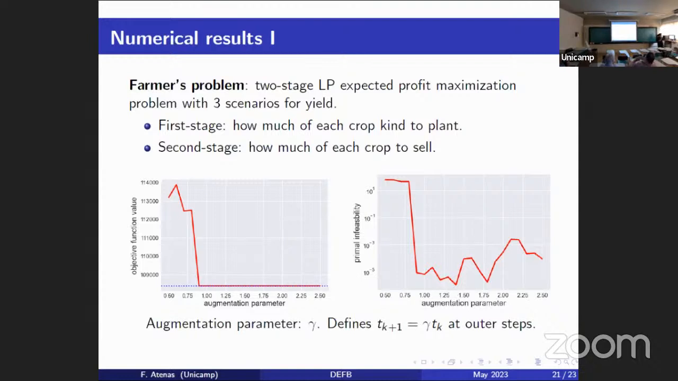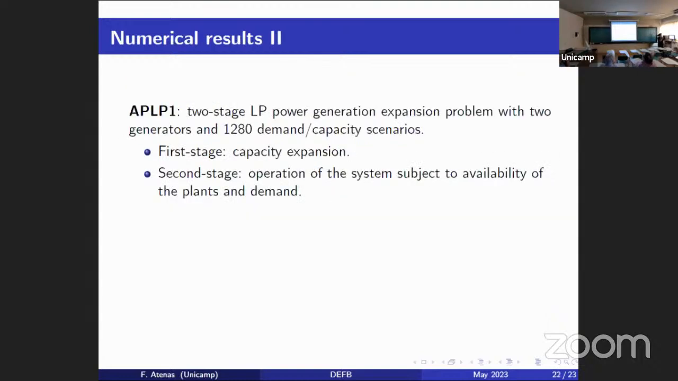Right? But this is a small problem, so we want to see how this method behaves for a larger problem, and this problem is called APL. Oh, I got it wrong, because it's APLOP. But it's basically a linear problem in 2 stages for the expansion of an energy system.